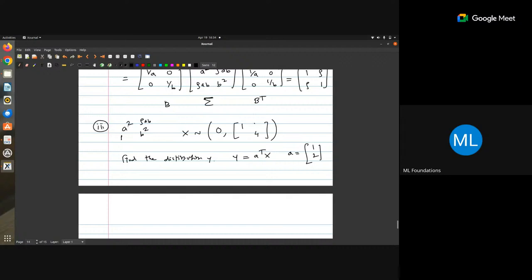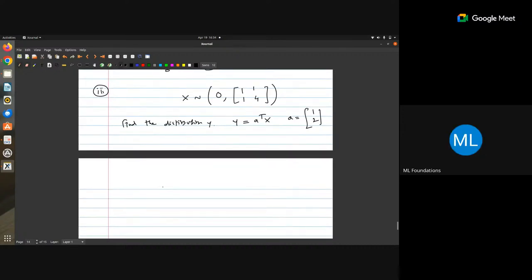Let's say 3, 3. It will become three, minus three also. Okay, 3, 3 also is not going to be possible. What about 1, 1? 1, 1 is fine, right? Okay. So suppose this is given and A is given like this. What will be the distribution of Y?